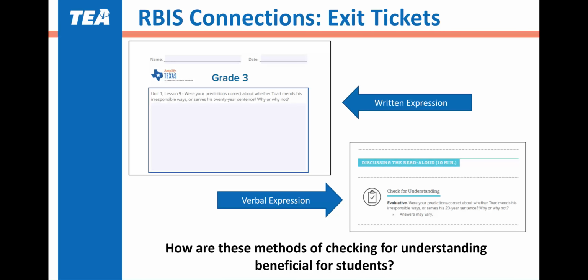I would be annotating this. This is part of your lesson protocol as well. How is this method of checking for understanding beneficial for students?